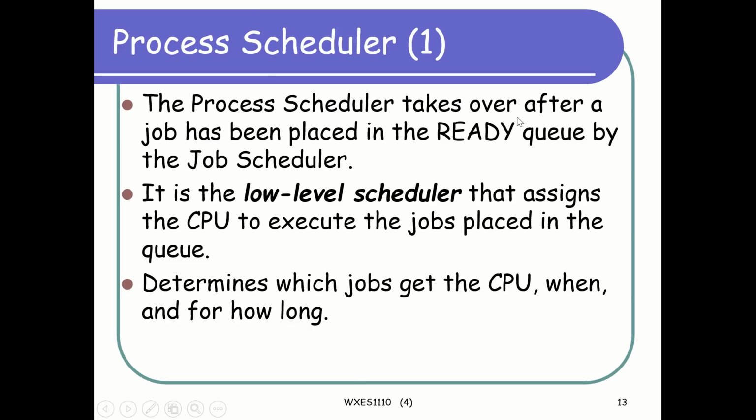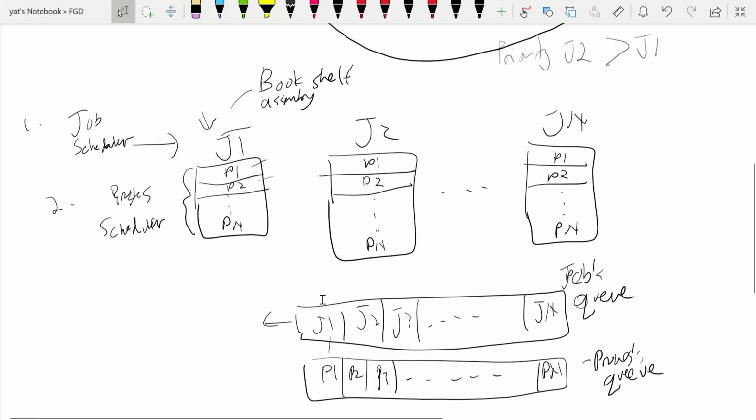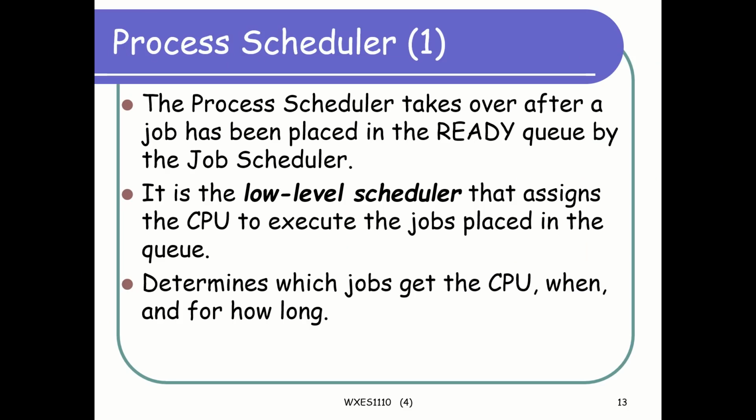The process scheduler takes over after a job has been placed in a ready queue by the job scheduler. So this is job 1, and its status is ready. Maybe job 2's status is wait. If a job is ready, it will go to the process queue according to the processes belonging to that job. It is the low level scheduler that assigns the CPU to execute the jobs placed in the queue. It determines which job gets the CPU, when, how, and for how long.